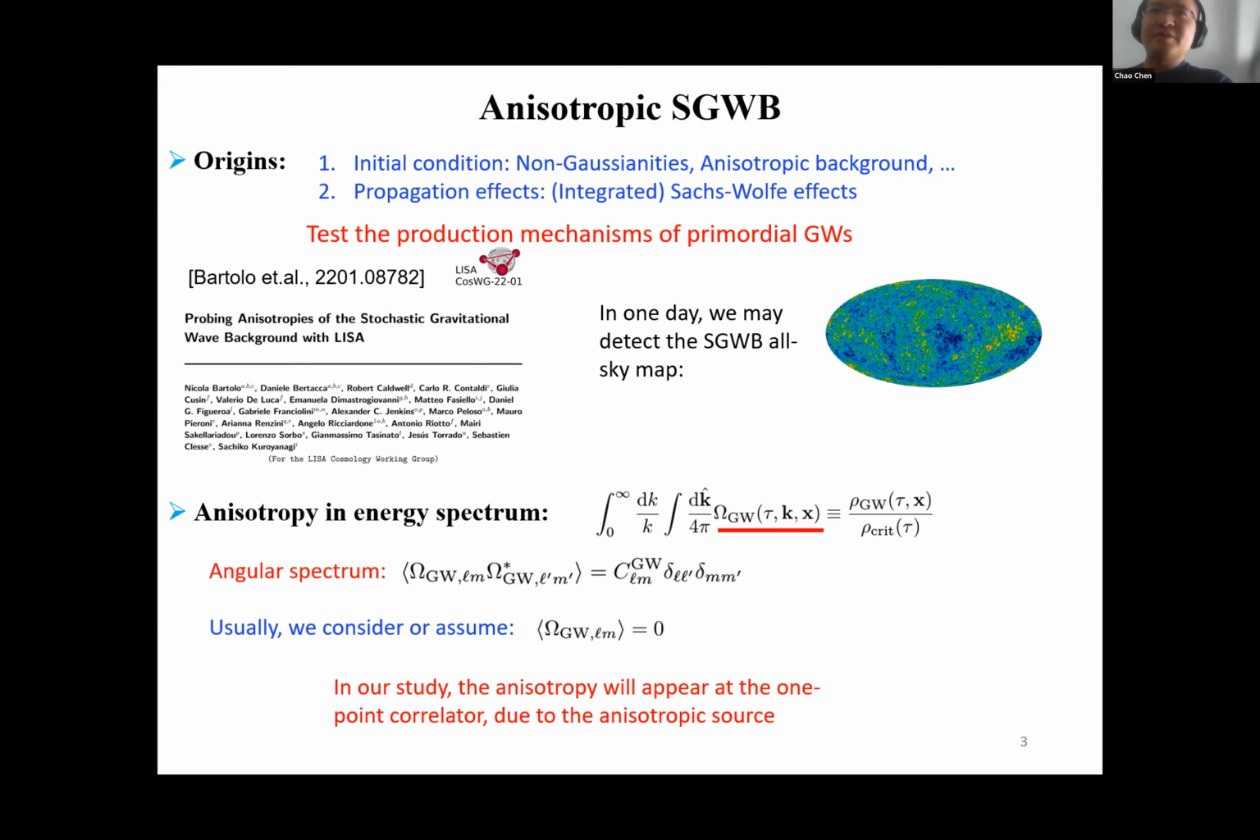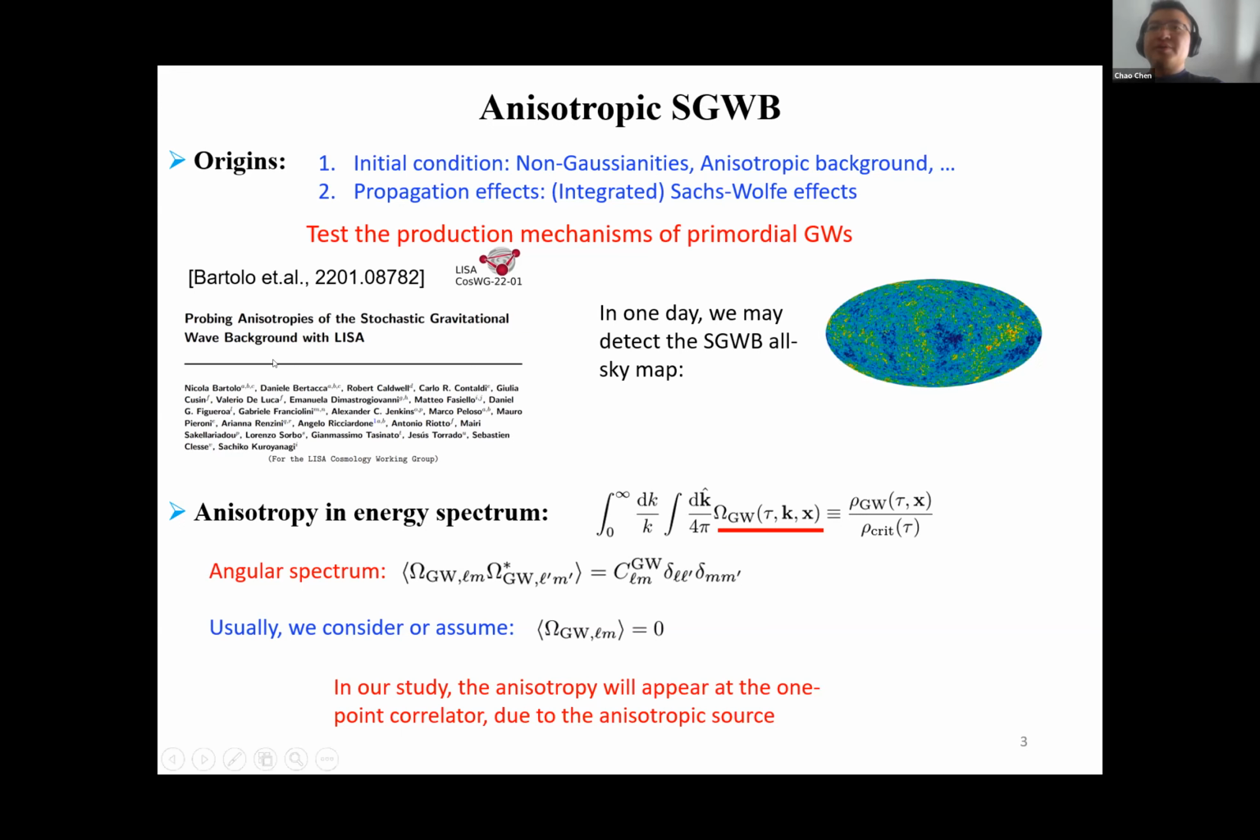Another possibility is any other non-trivial initial condition. And another possibility is from the propagation effects. Just like for CMB photons, we also have similar SW effects for gravitons. Gravitons propagate through the perturbed universe where they experience redshift, so it will produce anisotropy in their energy spectrum. With the anisotropy of the SGWB, we can also test the production mechanism for the primordial gravitational waves.